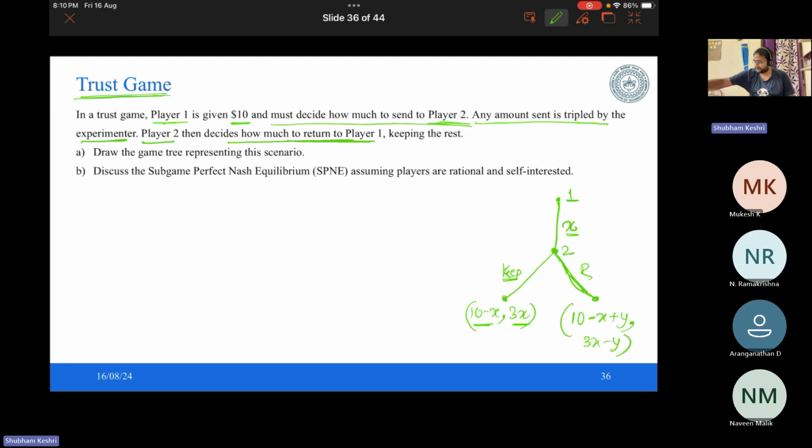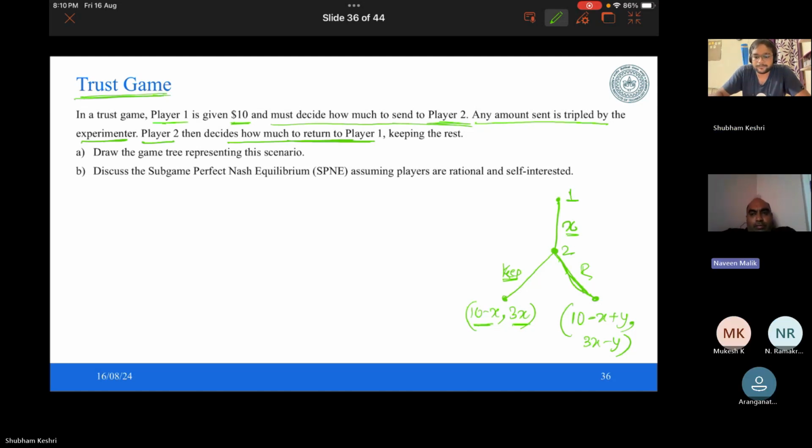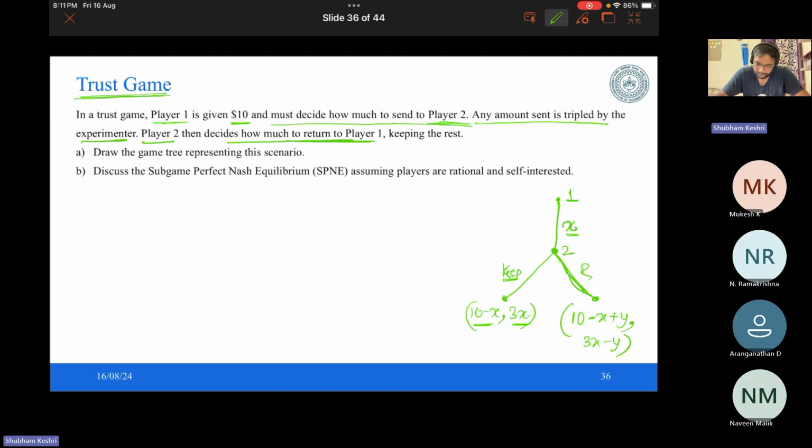Is this okay? But how much information does player 2 have? Over here we are assuming complete information, right? Everybody knows what the other player's utility values and best responses are, everything. That is our assumption. Again, we have drawn the game tree.